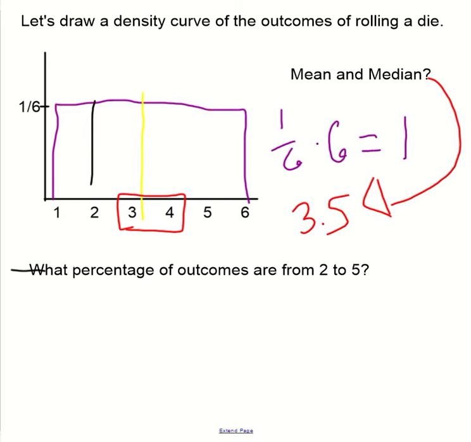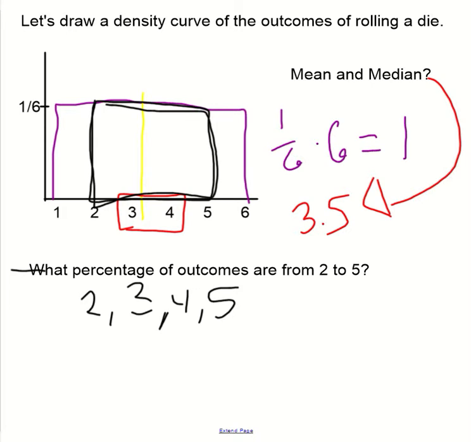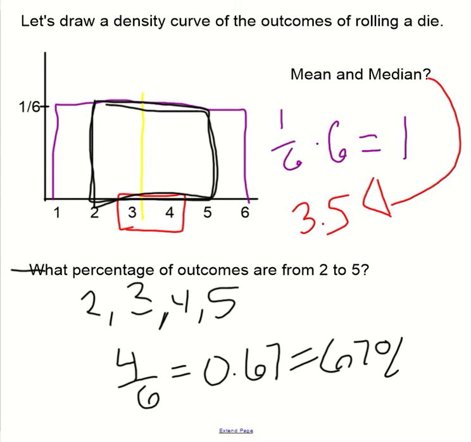Our next question then is, what percentage of outcomes are from 2 to 5? So I'm going to draw a box here from 2 all the way over to 5. All right. So let's think about that. What are our possible outcomes then? Well, we can have a 2, we can have a 3, we can have a 4, and we can have a 5, and those will give us all of our outcomes. So if we're going to find the percentage of outcomes, it's going to be 4 out of the 6. If we do 4 divided by 6, we get 0.67. I rounded it, which gives us 67% of the outcomes are from 2 to 5.